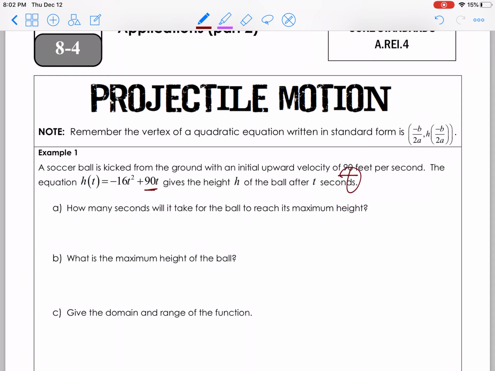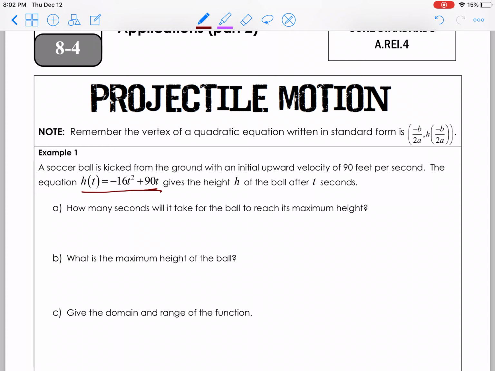I'm not going to worry about that 90 up there. It's already in the story problem. They're just giving us some background information to tell us about it. So somebody kicked a ball and they kicked it pretty hard, maybe 90 feet per second.